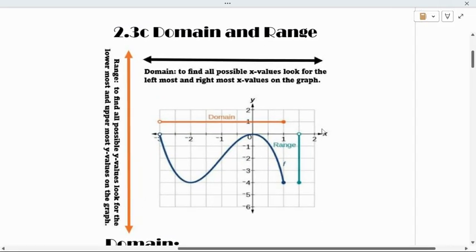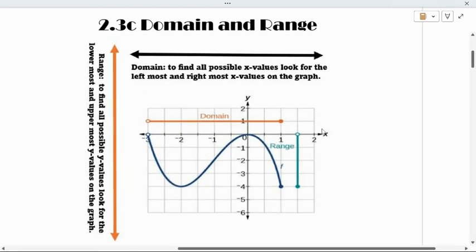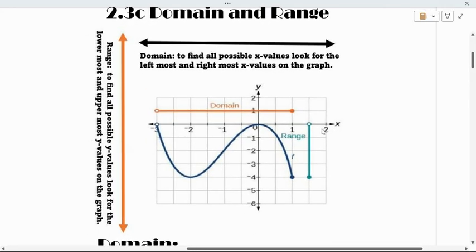So today we're going to talk about domain and range. I tried to make a good visual for you. Remember, when we talk about the domain, we're talking about all of the possible x values. You have to go to the leftmost side of the graph and the rightmost side of the graph. Range is all of the y values. That's the bottommost and the topmost.